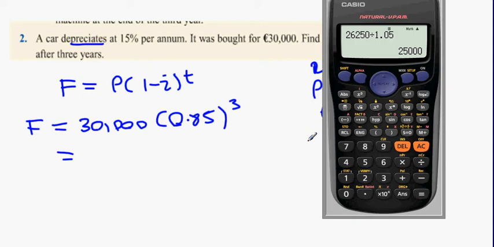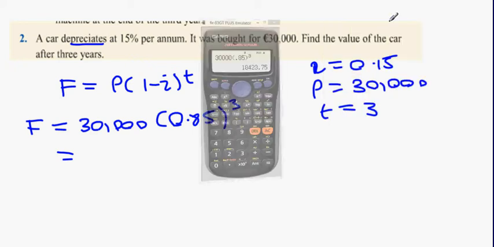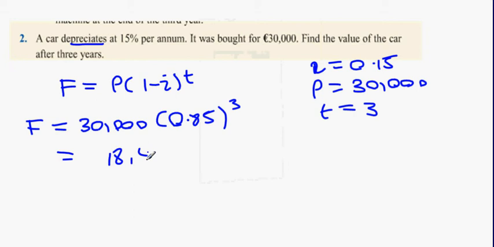So now we're going to put it in here. We're going to get 30,000 by 0.85 to the power of 3. And what we should get here is 18,423.75. Okay, so that's question 2 done. Moving on.